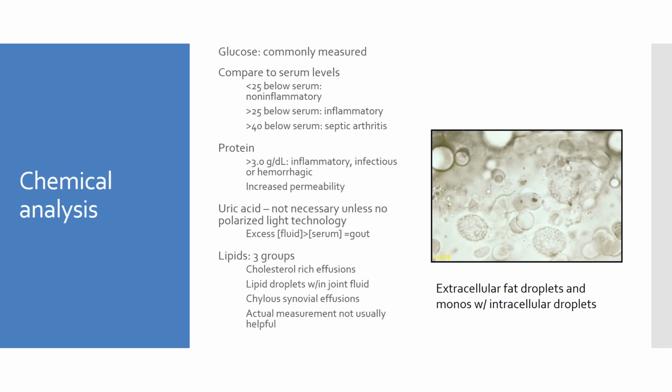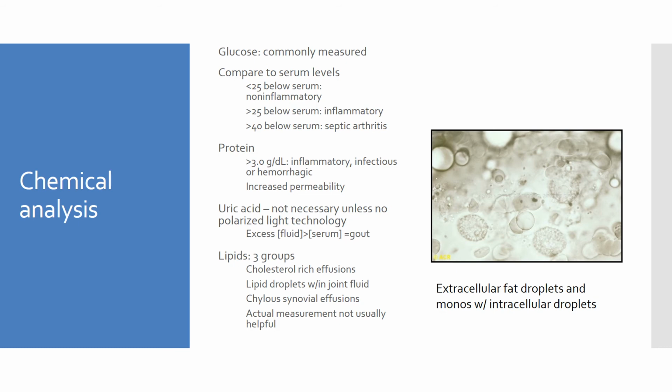We also do identify lipid droplets in the fluid. We would do this with a Sudan stain or an oil red O stain. And where we usually find them in a synovial fluid is actually within the neutrophils. So they've been engulfed by the neutrophils. While it is non-specific, we do find it in lots of different types of arthritis.